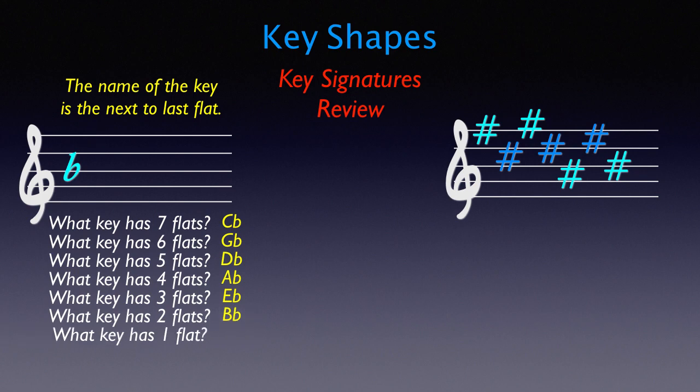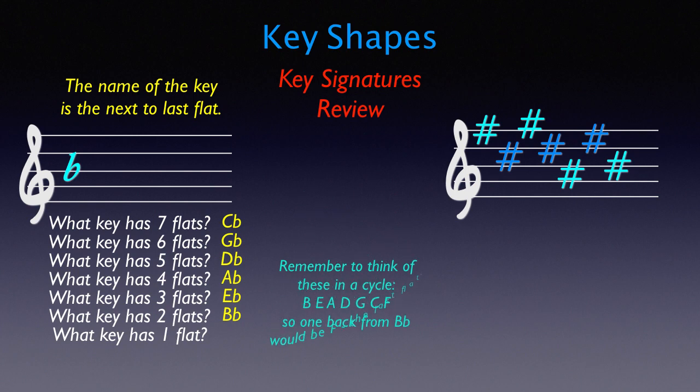and we run into an interesting problem when we have only 1 flat. How do you go next to last? Well, this is a cycle. So if you go back 1 in the cycle, that last flat was F.